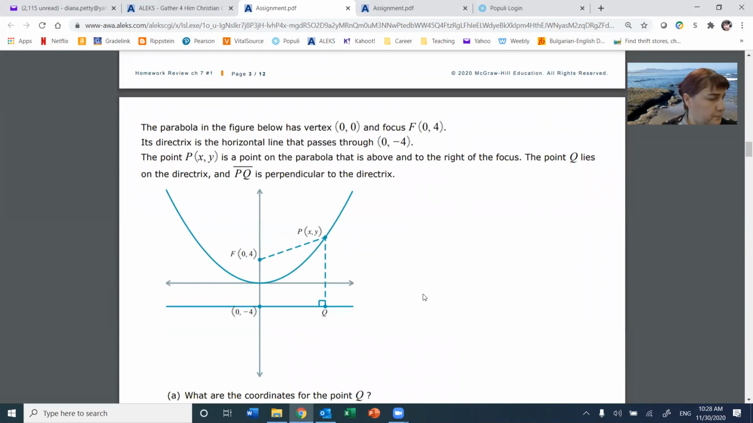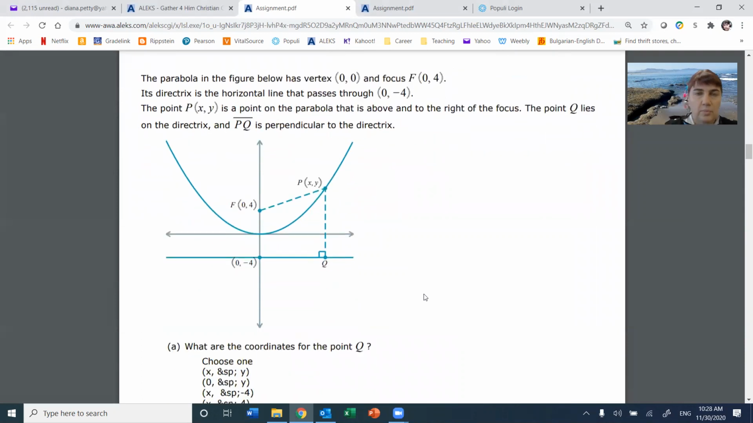Okay, so the coordinates of Q. Here is the point Q. So let's figure out, point Q. Well, what coordinates do we have? We don't know the X, right? These are the choices. So let me move it a little bit. So look at the choices.